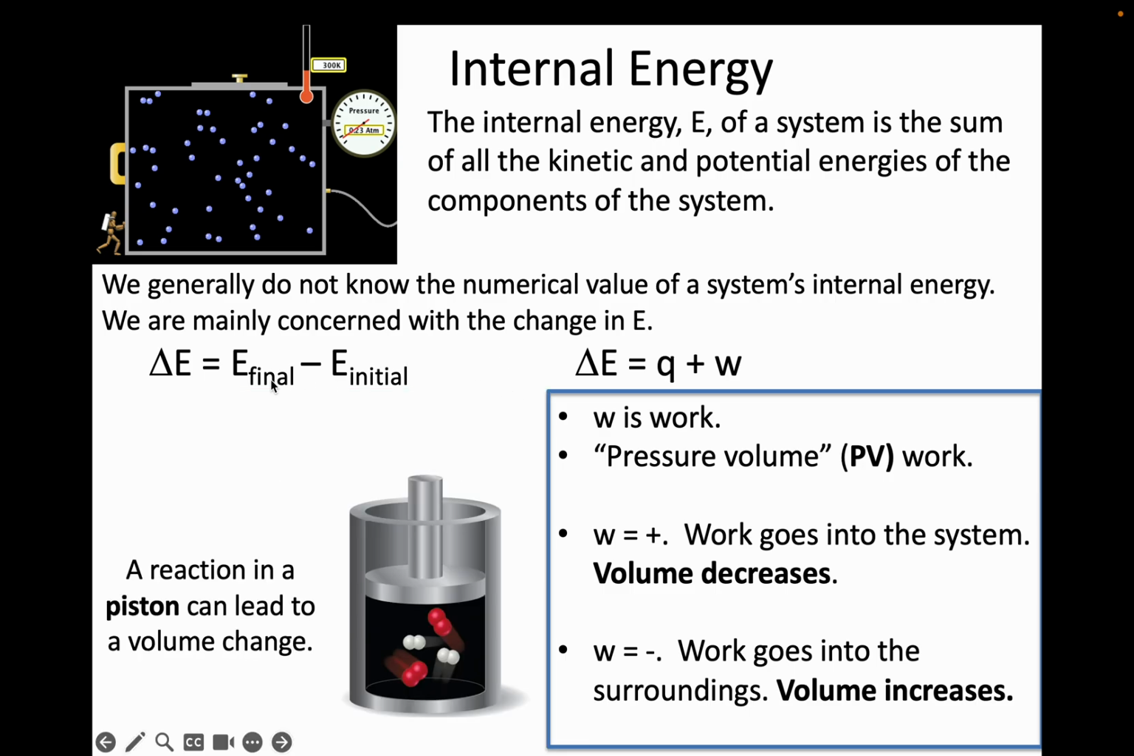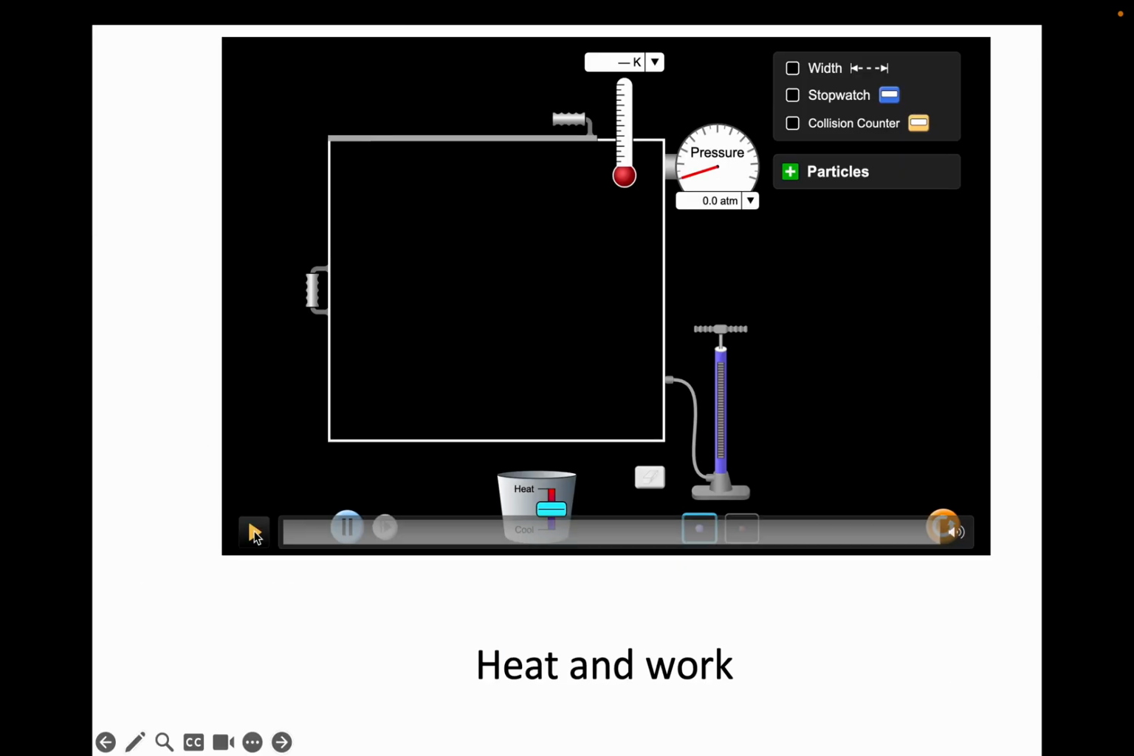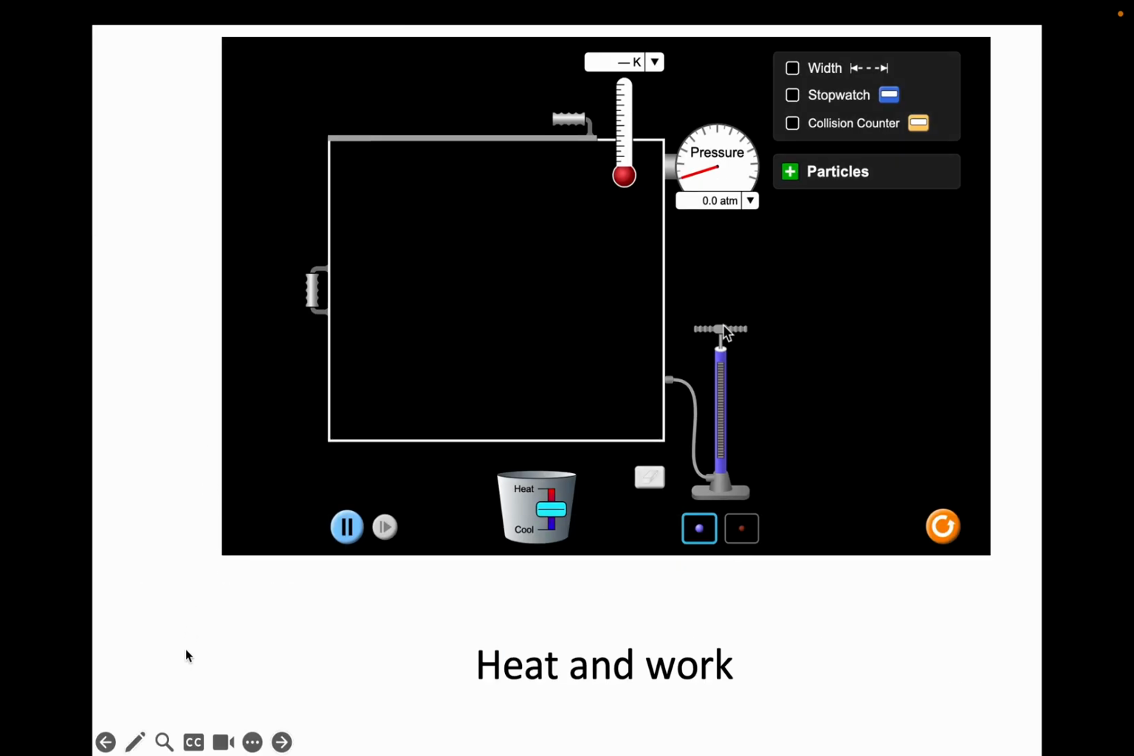And that's why we have many times in this chapter scenarios involving a piston. A reaction in a piston can lead to a volume change. And if it leads to a volume change, that means we have PV work taking place. To illustrate this for us, aspects of heat and work, let's add some particles first of all to our container.